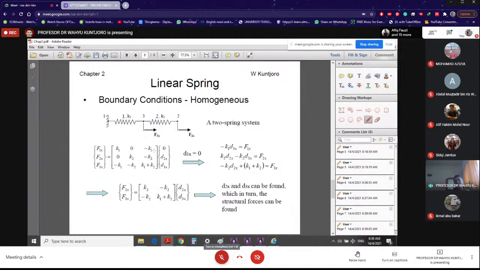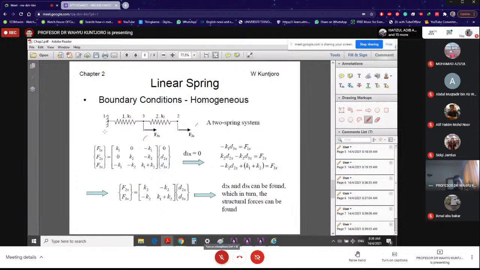Okay, so this is what our structure is. Let me explain this structure and this finite element model. The same as before. Only now I have external force, which is F2x and F3x. So this is given. F2x, for example, 1000. F3x, for example, is going to be 2000.